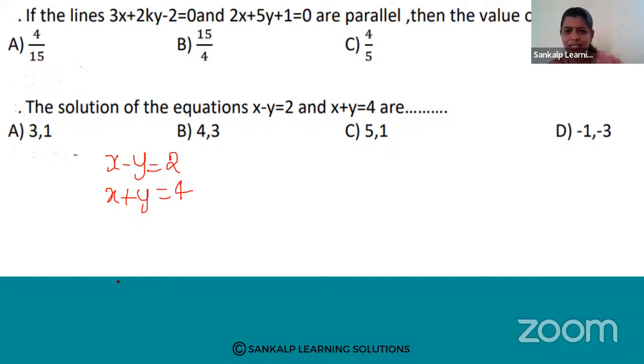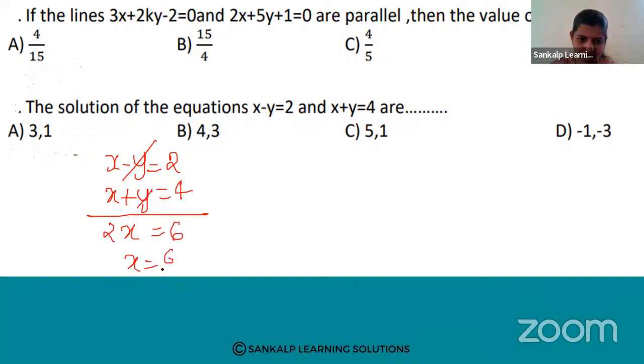So now, finding the solutions by substitution or elimination method. The elimination method is very simple. Here minus y is there, here plus y is there. Therefore y will get cancelled. What remains here? 2x is equal to 4 plus 2, it is 6.